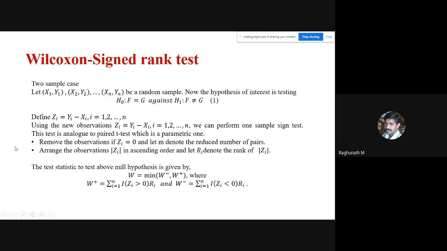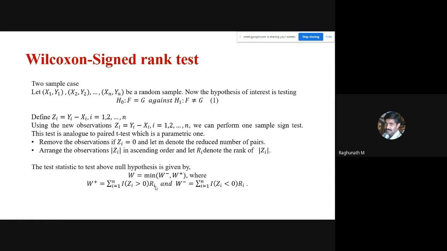Then what he has suggested is, you take this yi minus xi, whatever the difference is, then arrange them by absolute values in ascending order, and for each of them you assign a rank, and then you take account of the ranks.